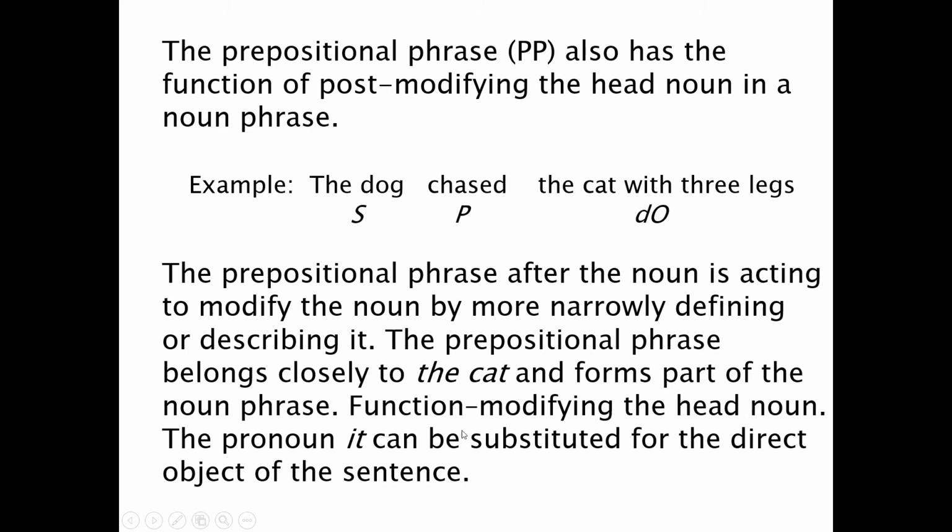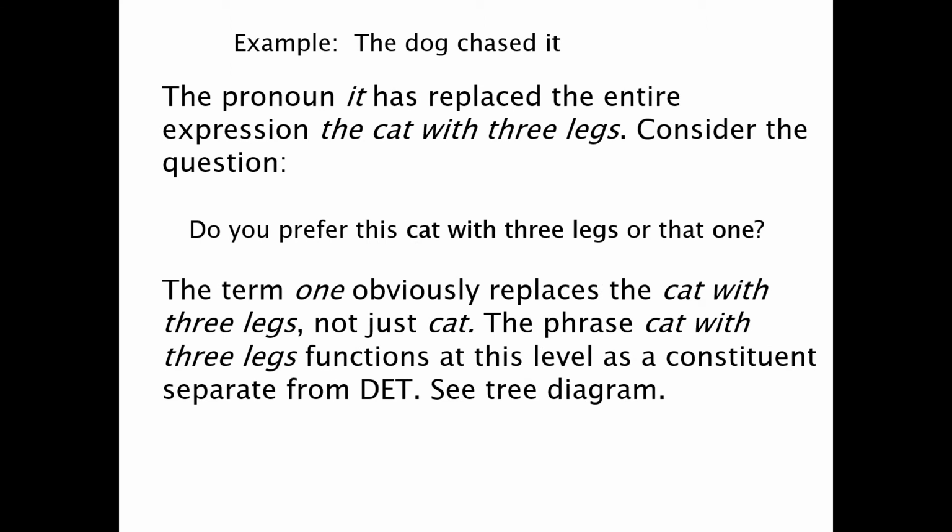That is the function, just modifying the head noun. The pronoun it can be substituted for the direct object of the sentence. I would say, the dog chased it with 3 legs, or the dog chased the cat with 3 legs, and so on. The dog chased it, as you see, it. The pronoun it has replaced the entire expression, the cat with 3 legs.